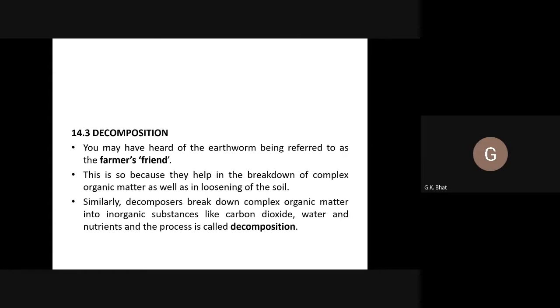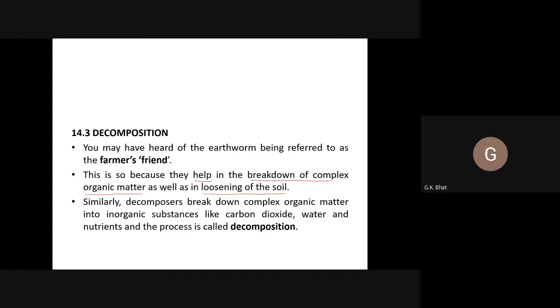So, why is the earthworm called farmer's friend? This is so because earthworms help in the breakdown of complex organic matter. This complex organic matter is present in the body of the decaying organism. At the same time, it also helps in loosening of the soil.